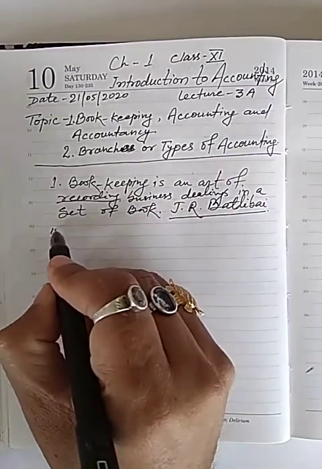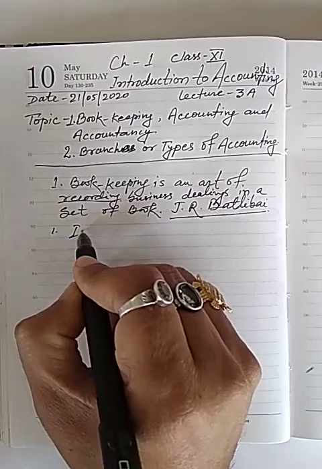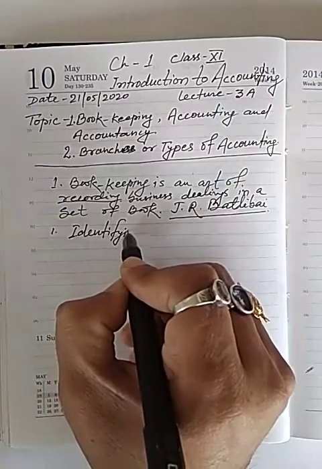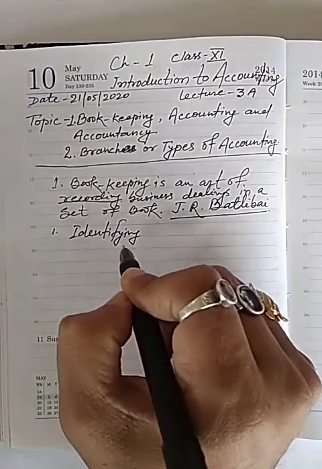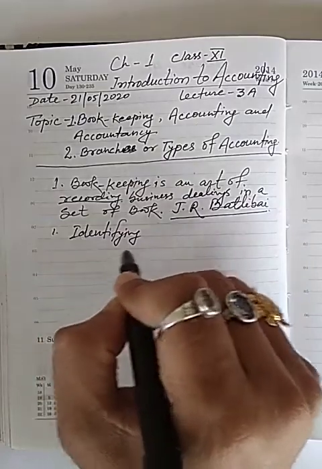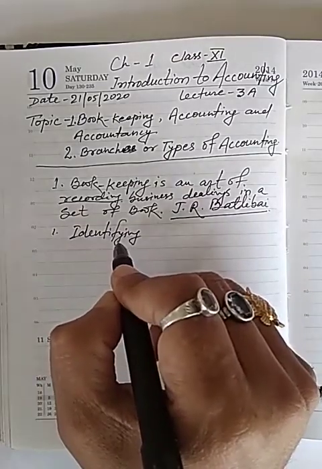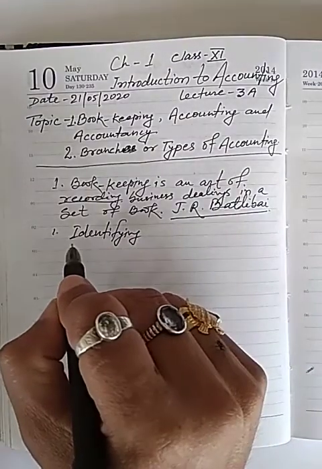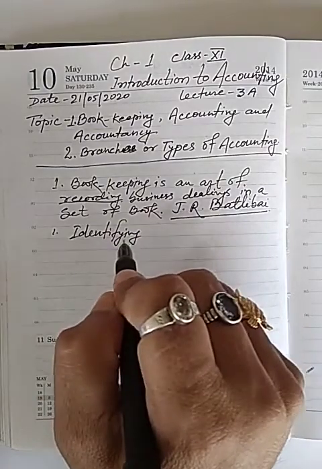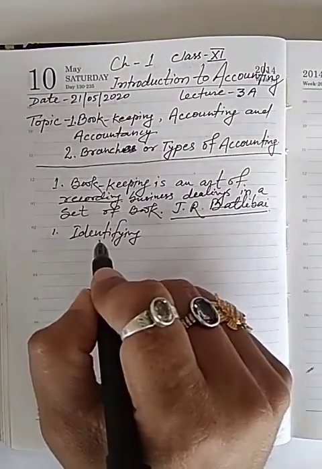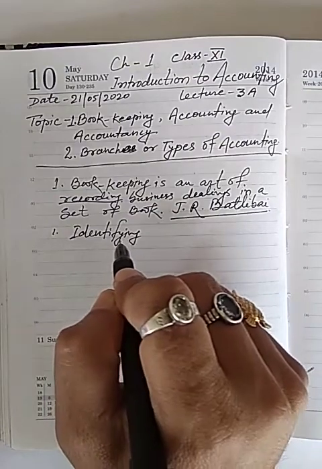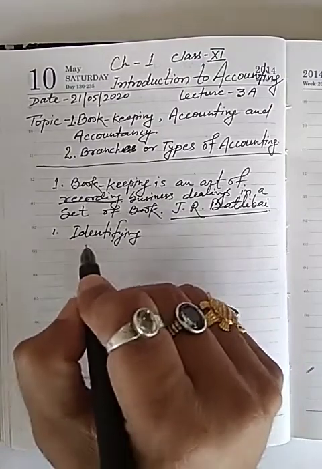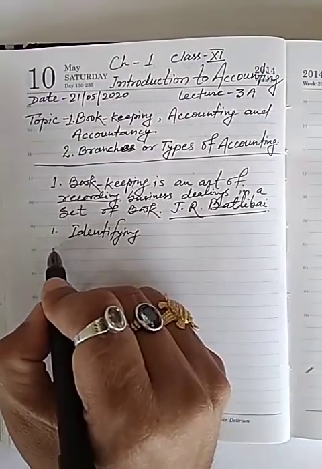First, identifying the transactions of financial nature from amongst the various transactions. Financial nature means the transactions which can be measured in terms of money. So the first thing is identifying.